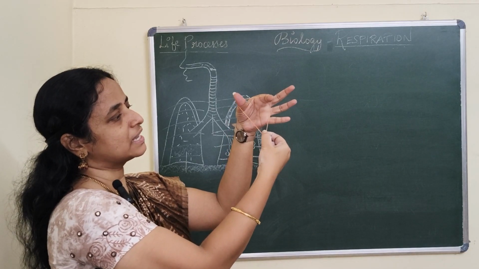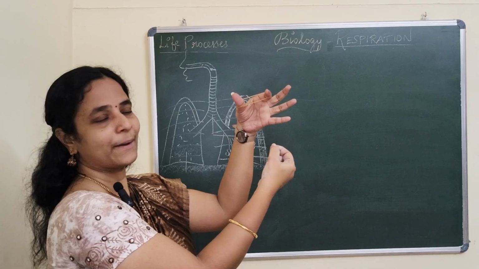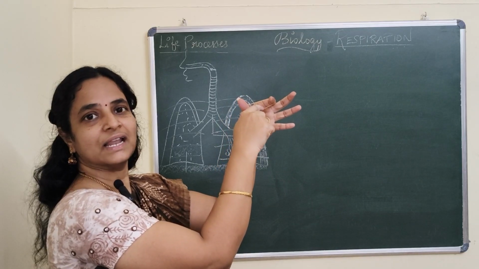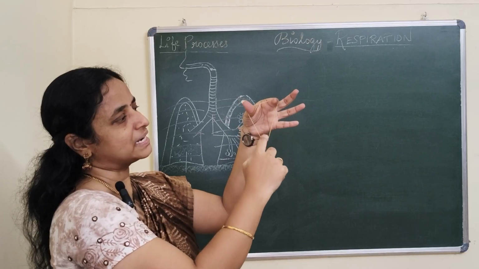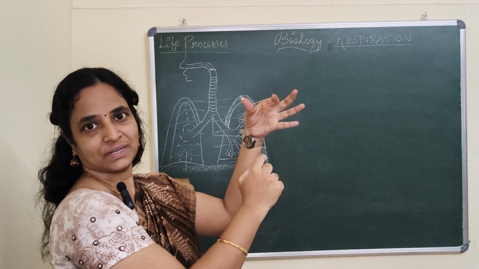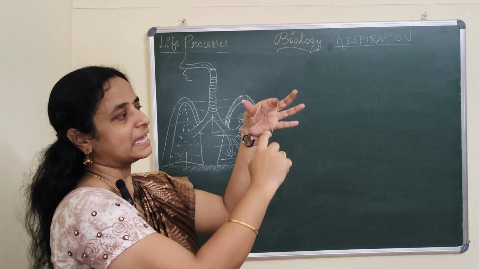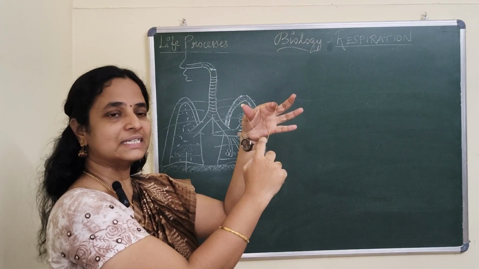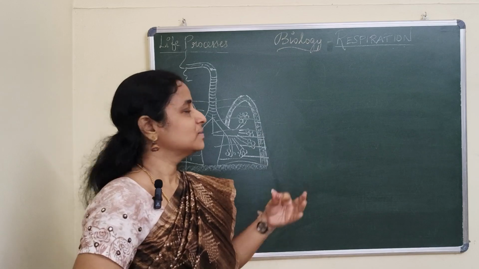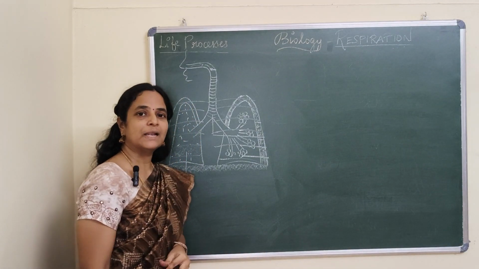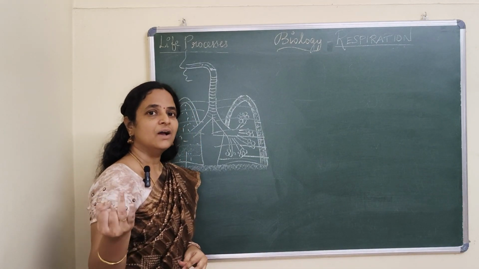Just imagine the diaphragm is released. What will happen? The air inside the lung expels out. So this is the process of breathing in and breathing out. Breathing in is called inhalation, and breathing out is called exhalation. This process takes place with the help of the diaphragm, ribs and costal muscles.